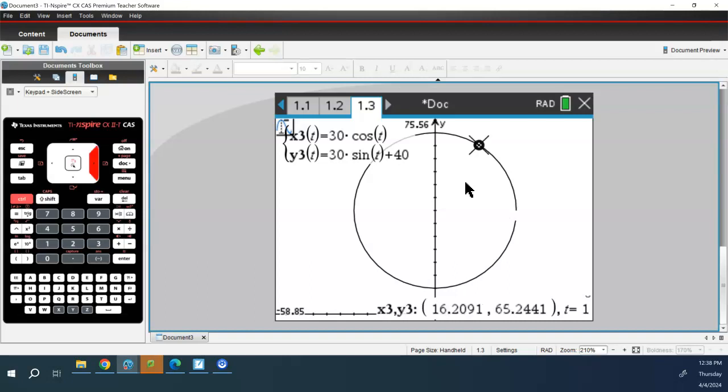Ready? 1 second in, there we are. 2 seconds in, there we are. 3 seconds in, we're over there. 4 seconds in, we're down there. 5 seconds in, we're down there. 6 seconds in, we're there. Wait a second. What's wrong?